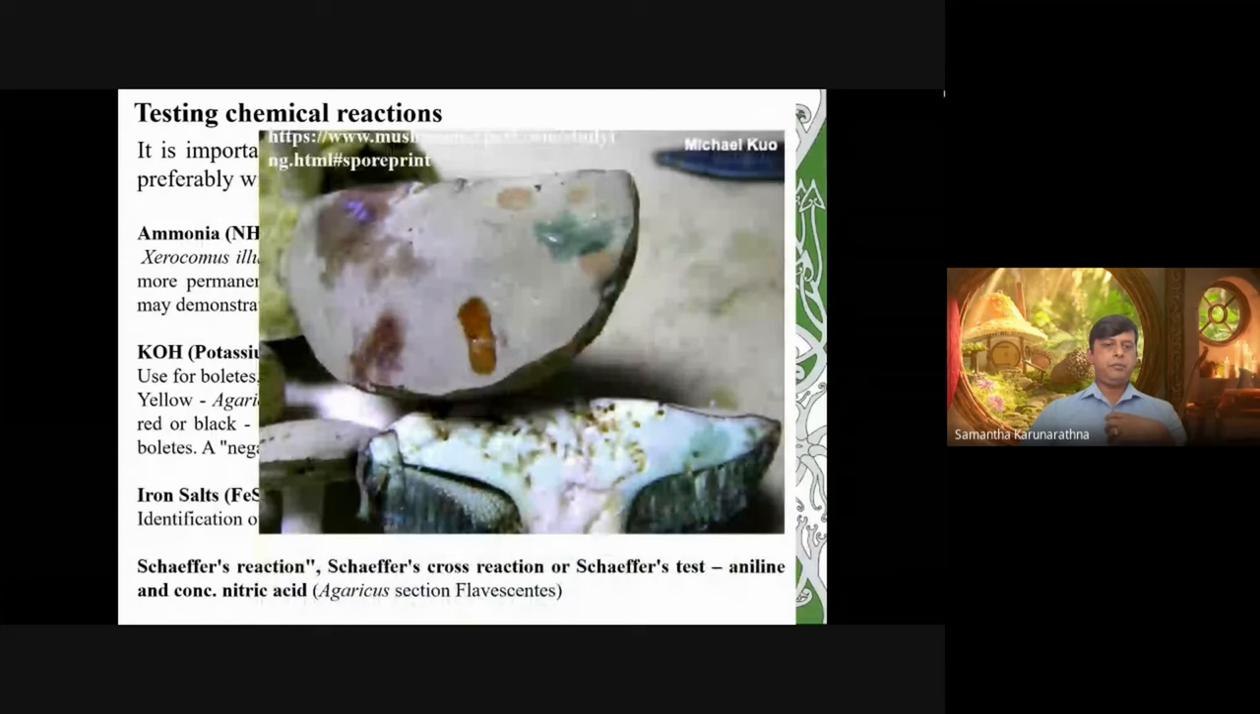So here you can see some bolete species. When you add this ammonia or KOH, you can see this kind of color reaction. Sometimes it turns green, and later it turns brown. So this is also one of the characteristics in boletes.